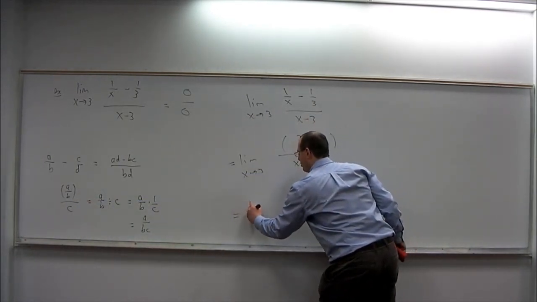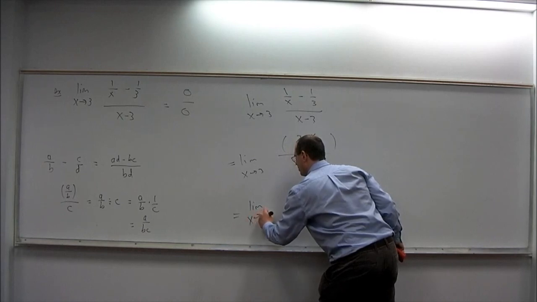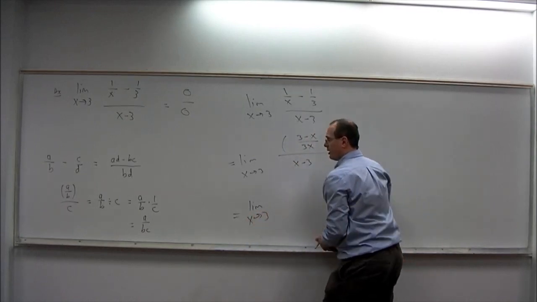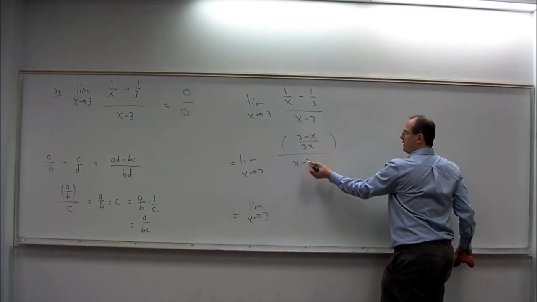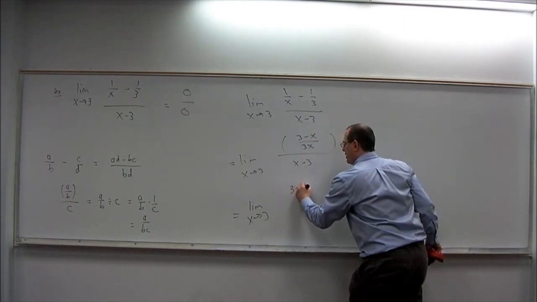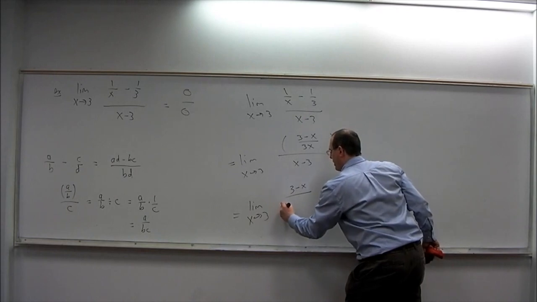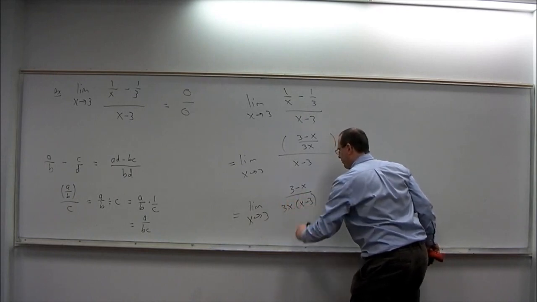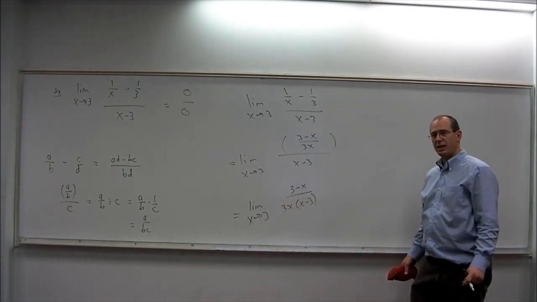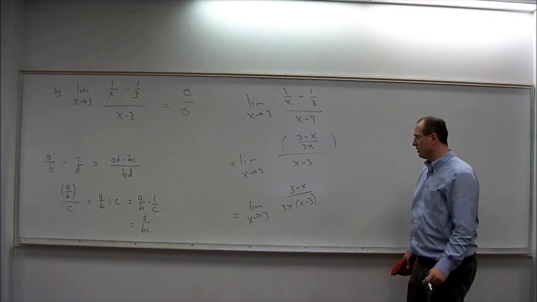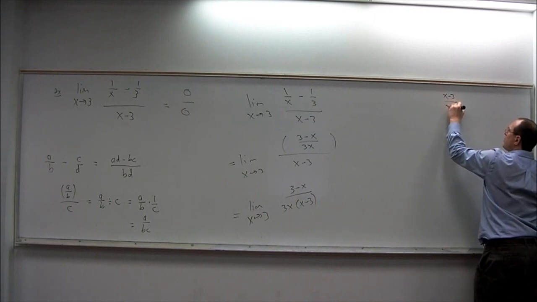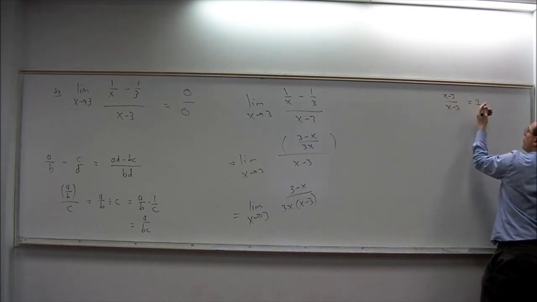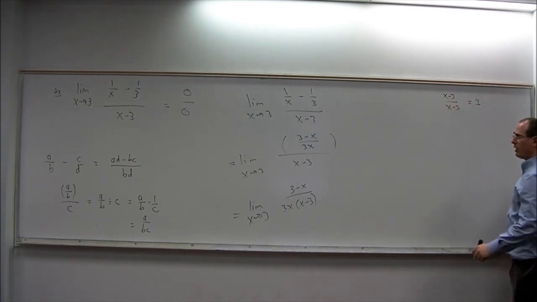And that brings us to this second stage. So this is equal to the limit as x approaches 3 of, just going right from the form A over BC, here's A, B, and C, so it's 3 minus x over 3x times x minus 3. And now the final step is to cancel. And here, if we had x minus 3 over x minus 3, we would cancel those out and be left with 1 over 1.